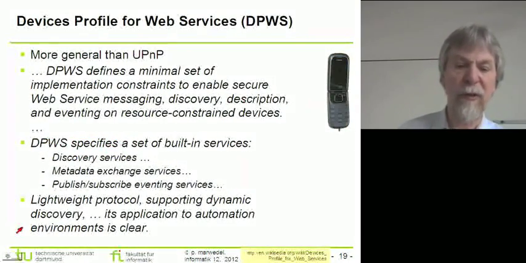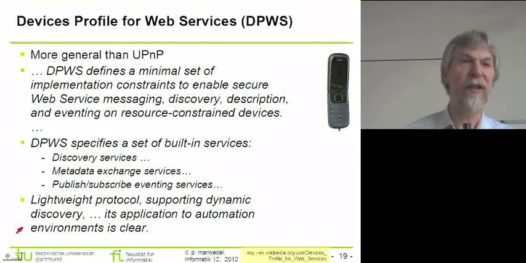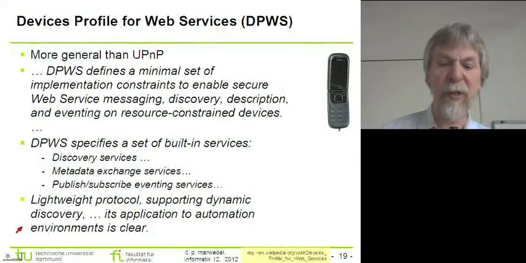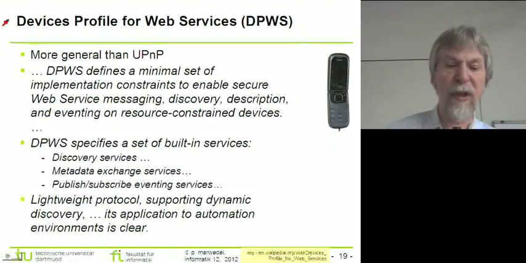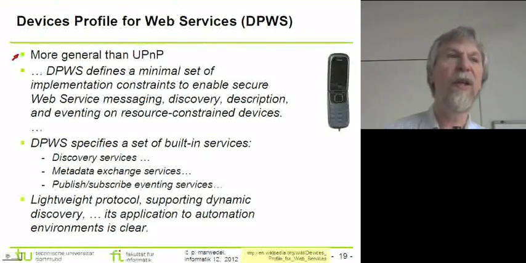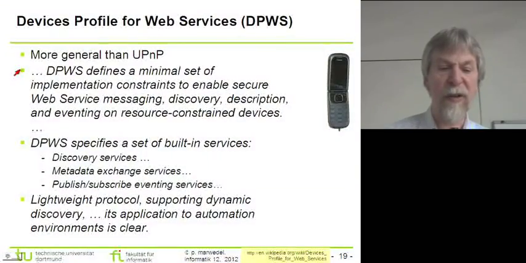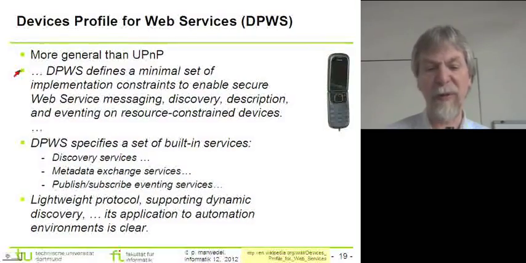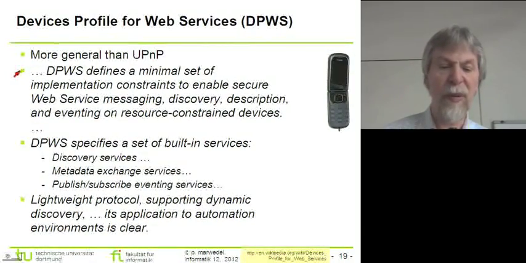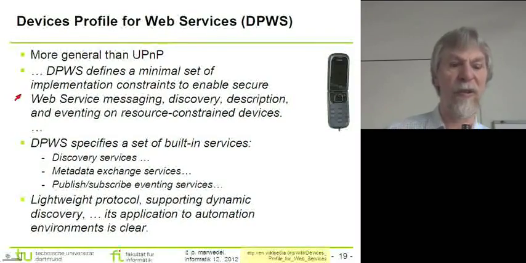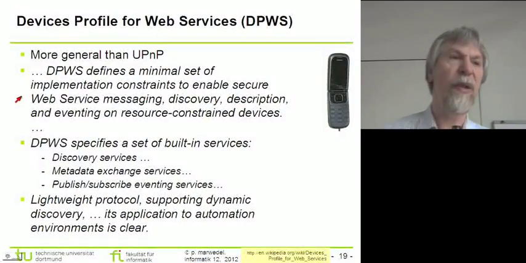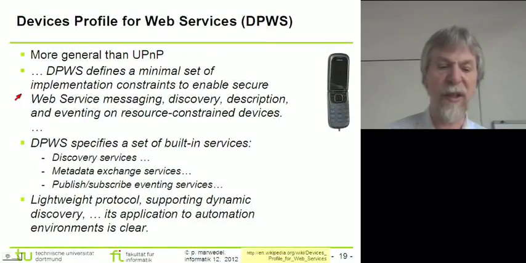If you would like to have more functionality there, you have to use a different library. One library is called the Devices Profile for Web Services. It's more general than UPnP in that you can also have code executed with DPWS. That's the abbreviation for Devices Profile for Web Services. We are able to use messages across a whole network, and we are able to communicate events between the different partners in the network.